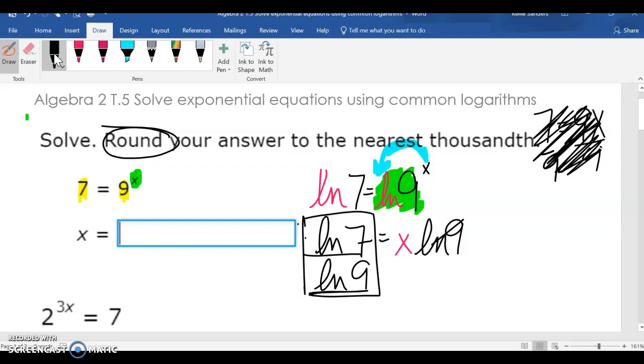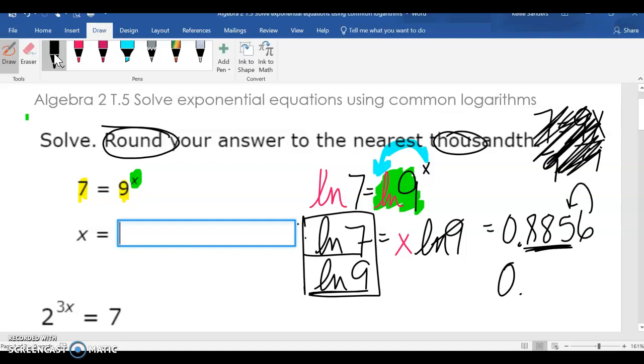So if you're on my calculators, just fraction natural log 7 over natural log 9, enter, and get 0.8856. Nearest thousandth is 3. So that 6 is going to change that 5 to 0.886.